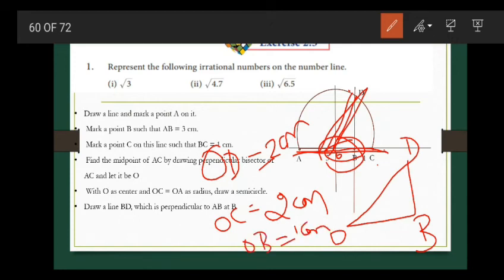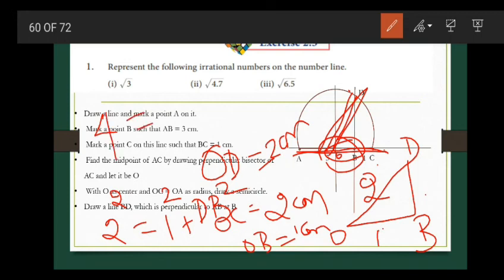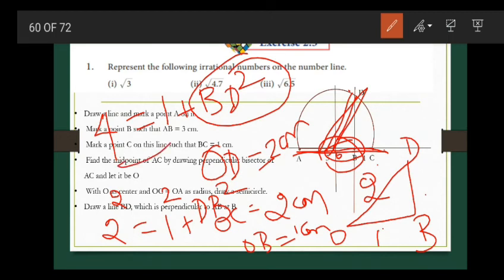So by Pythagoras theorem we know that the square of the hypotenuse is equal to the sum of the squares of the other two sides. OB is 1 centimeter and OD is equal to 2 centimeter. So 2 square is equal to 1 square plus BD square. 2 square is 4. 4 is equal to 1 plus BD square. We need to find the length of BD, right? Take this 1 to the other side. So you will get BD square is equal to 3.